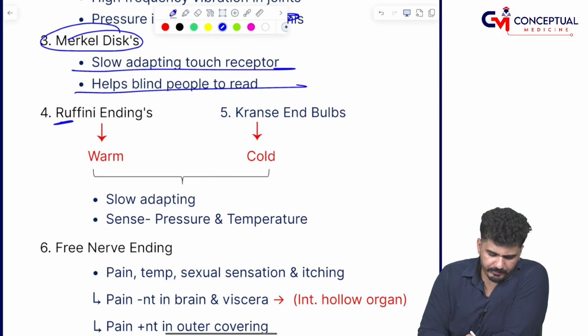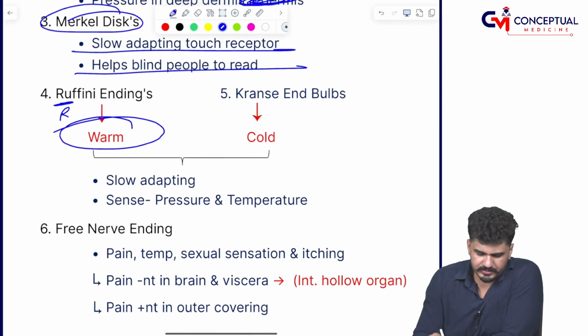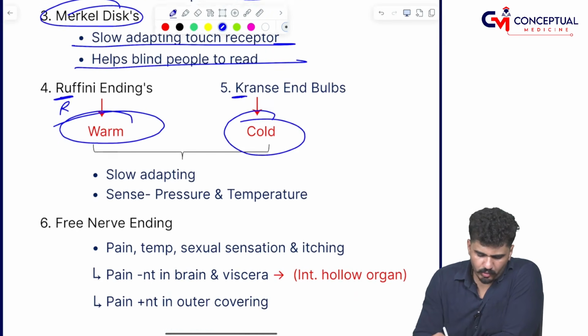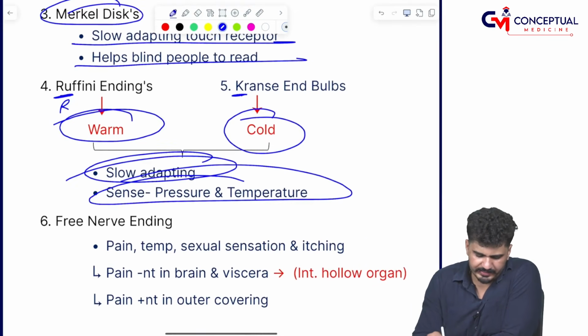Now Ruffini and Krause. The Ruffini is the rubbing part, the warm receptors. Krause is cold, that is close. They are slow adapting, sensing pressure and temperature.